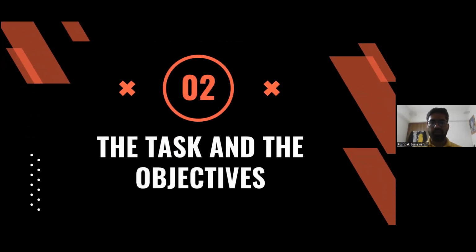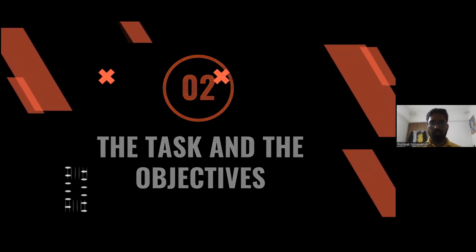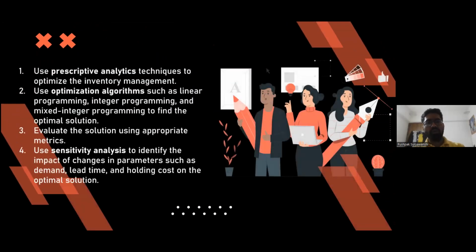Next, we'll see the task and the objectives. The task given to me was using prescriptive analytics techniques to optimize inventory management. Secondly, using optimization algorithms such as linear programming, integer programming, and mixed integer programming to find the optimal solution. Next, evaluating the solution using appropriate evaluation metrics such as R-square, RMSE score, etc. Finally, using sensitivity analysis to identify the impact of changes in parameters such as demand, lead time, and holding cost, and minimizing the optimal cost.